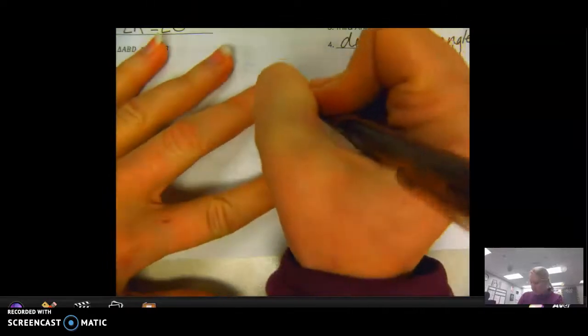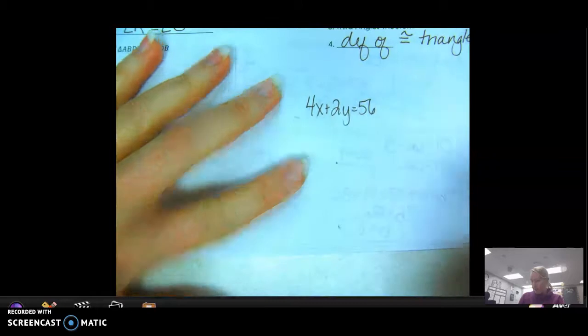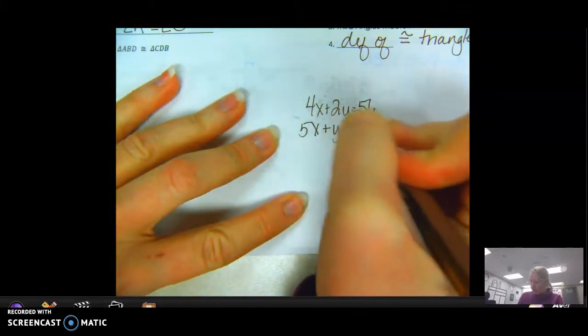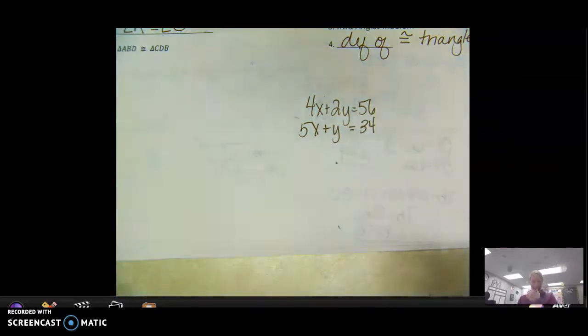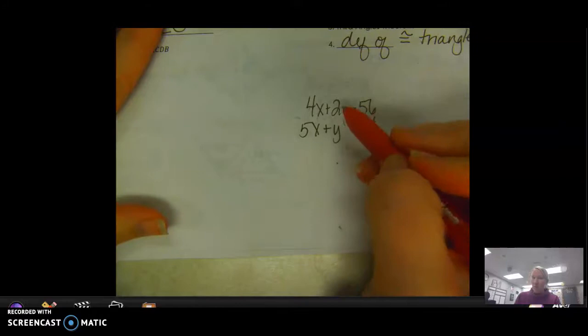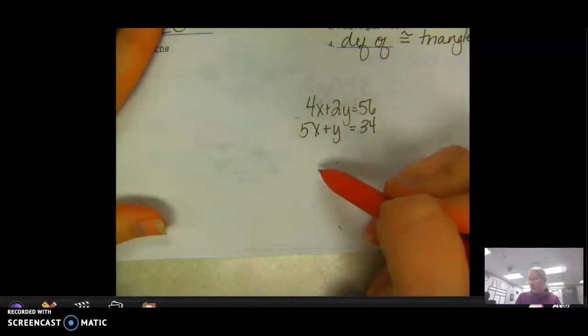So I have the equation of 4x plus 2y equals 56. And then the second equation I have 5x plus y equals 34. Okay? So in a system of linear equations, you use graphing, you use substitution, or you use elimination. Hopefully those words kind of jogged your memory. I am going to choose to use elimination. So what I want to do is I want my x's to eliminate when I add them or my y's to eliminate when I add them.